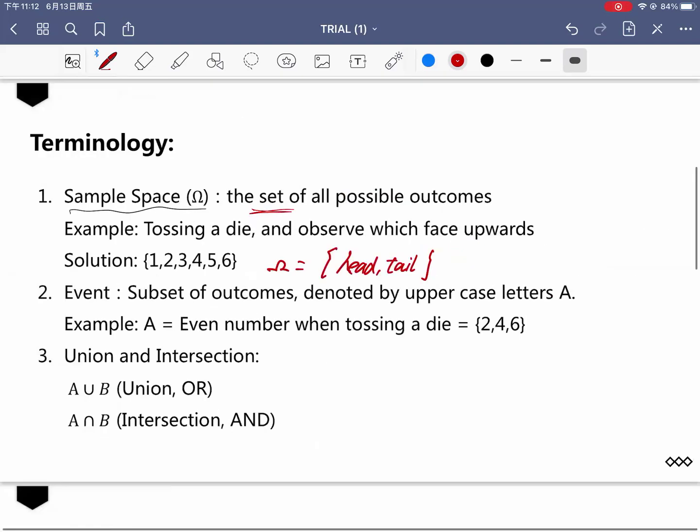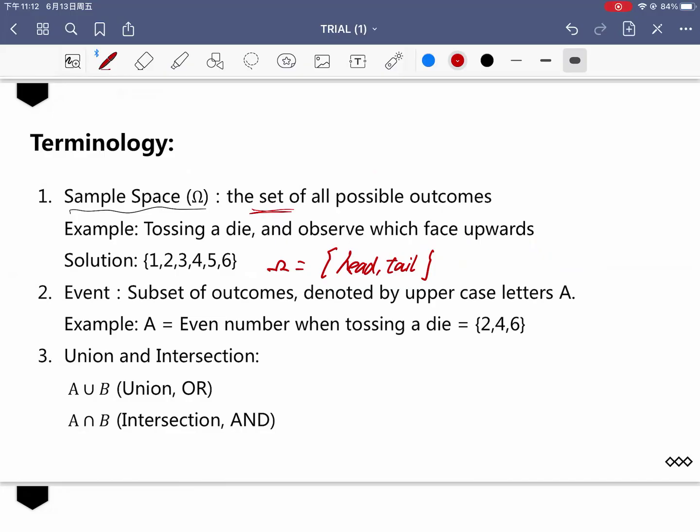And secondly, I'm going to define what an event is. An event is basically just a subset of our sample space. So it can be any subset. For example, it can be an empty set, or just be the full set of the sample space. In either way, any subset of the sample space will be an event.